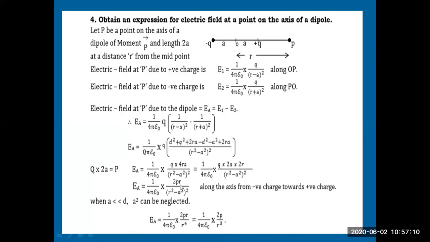You can stop it here. One more point you can add. If A is very less than R, A square gets neglected. So our expression becomes 1 divided by 4 pi epsilon naught into 2P divided by R cube.